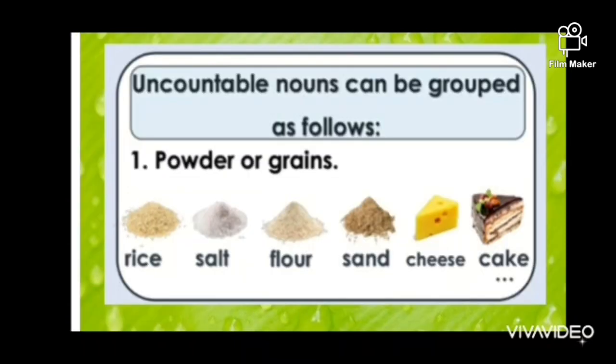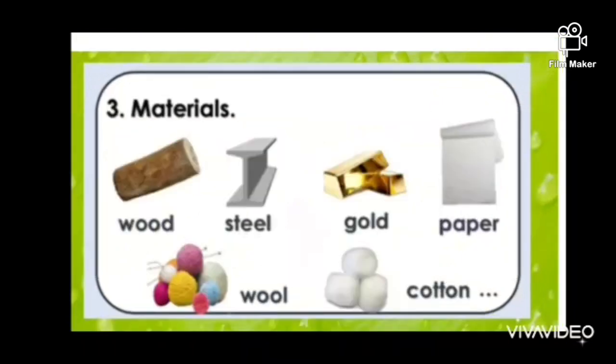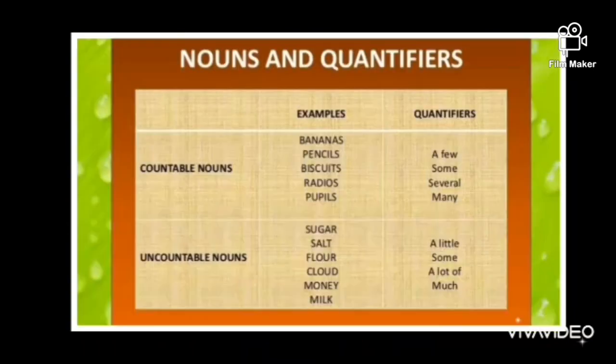See, uncountable nouns can be grouped as follows. So it will be easy for you if you remember these uncountable nouns. Powders or grains such as rice, salt, flour, sand, cheese, cake are uncountable nouns. And liquids and gases, soup, tea, coffee, water, smoke, fog, these are also uncountable nouns. And materials such as wood, steel, gold, paper, wool, cotton are also uncountable nouns.